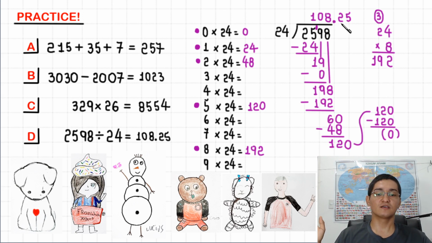I believe in year 6 we will get to this point here in which you will need to find the decimal quotient, okay? Pretend you have $2,598, and if you want to divide that amount into 24 equal parts, well, each part is the same as $108 and a quarter, $108.25, okay?